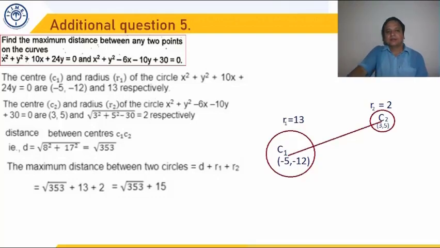So we find centers, the distance between centers, and then add the respective radii to get the maximum distance between any 2 points on the two circles. They are the farthest points lying on the circles.